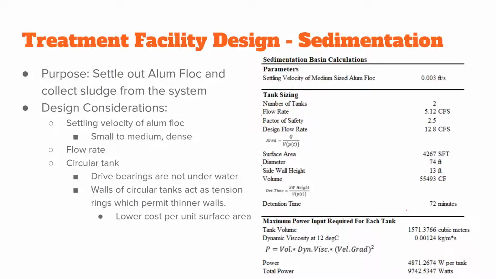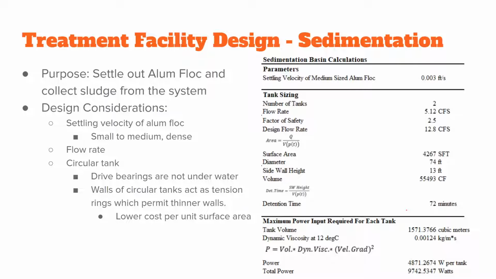For this, we found a source that said the way our slow mix tank was set up would create medium dense particles. Then another table said that the settling velocity would be about 0.003 feet per second. So that was what we used in our design.